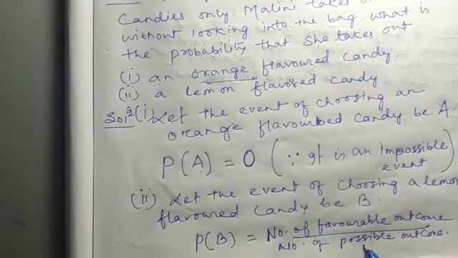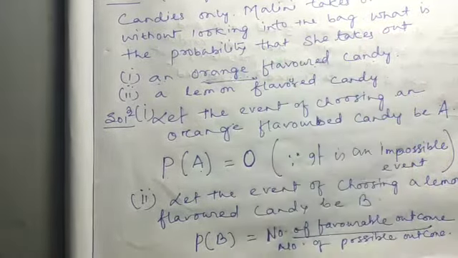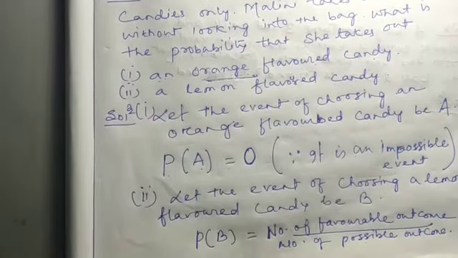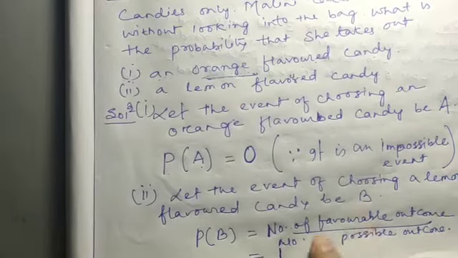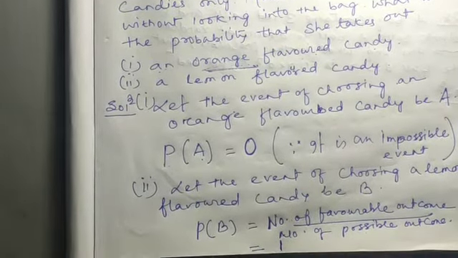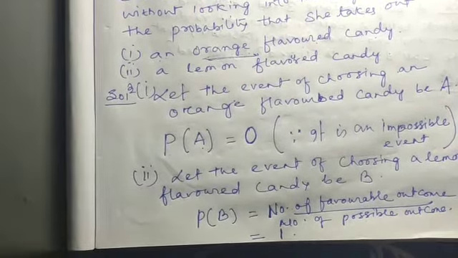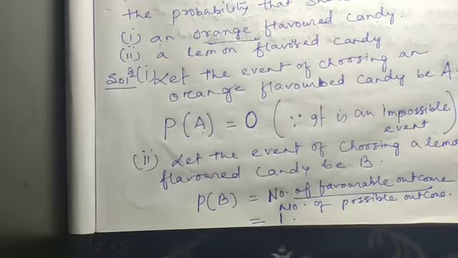Favorable outcome, that means lemon flavored candies, how much is there? That much is only the possible outcome. Total number of candies also lemon flavored candies only. So that's why in that case the answer is going to be 1 because both are same. We can cancel it and the answer will be 1. I hope it is clear. Let's see the next sum.